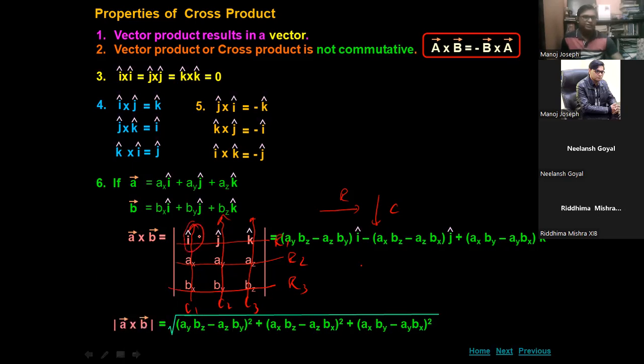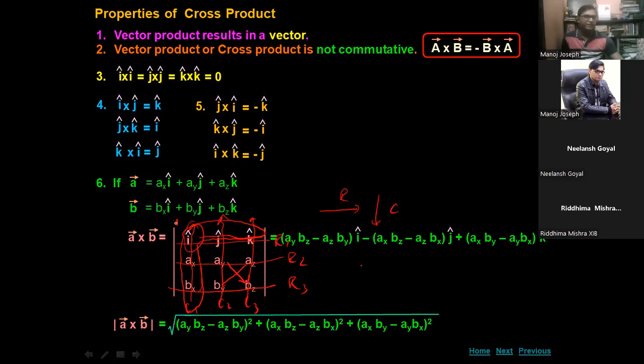This first element, leave its row and its column. Leave these elements. So you will notice ay, az, by, and bz. Now just put this i cap out of the bracket. In the bracket, first multiply ay with the bz, minus az with the by.